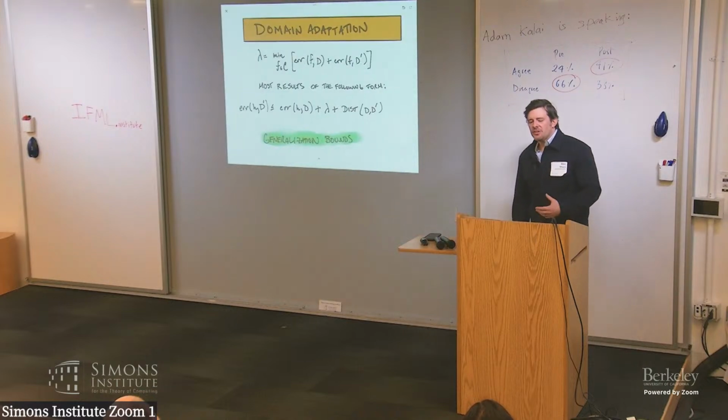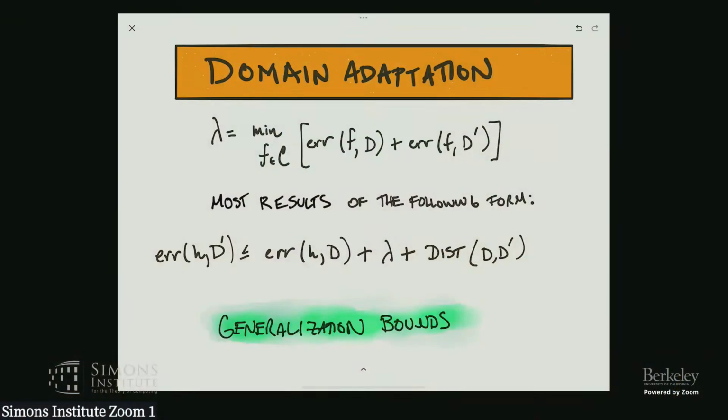Okay, so I'm going to very crudely summarize most of the results in domain adaptation over the last 25 years in one slide. Most of the results are of the following form. The error of some classifier H on your test set is bounded by the error of your classifier on the training set, plus lambda, plus some notion of distance between D and D prime. Okay? So most of the results are generalization bounds of this form.